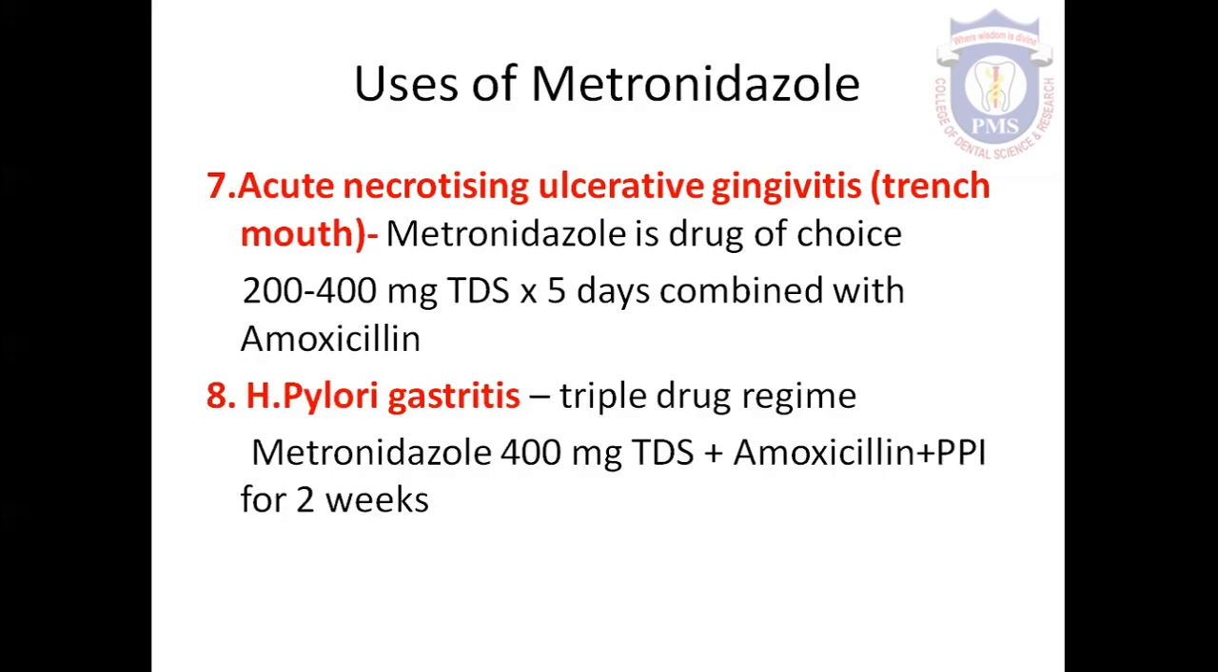In case of H. pylori gastritis, metronidazole is used in the triple drug eradication regime for H. pylori, where metronidazole or its congener tinidazole is combined with amoxicillin and a proton pump inhibitor for 2 weeks. The dosage of metronidazole is 400 milligram 3 times daily. Nowadays, H. pylori is becoming resistant to metronidazole.